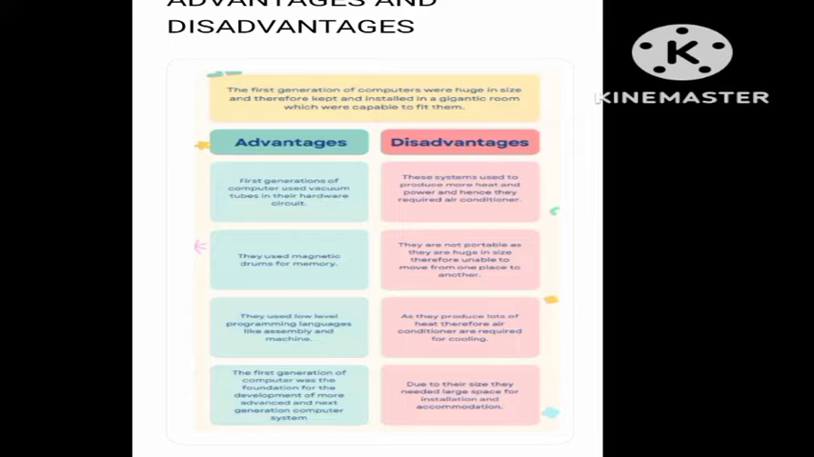Disadvantages. These systems used to produce more heat and power and hence they required air conditioners. They are not portable as they are huge in size, therefore unable to move from one place to another. As they produce a lot of heat, air conditioners are required for cooling. Due to their size, they needed large space for installation and accommodation. These are the advantages and disadvantages.